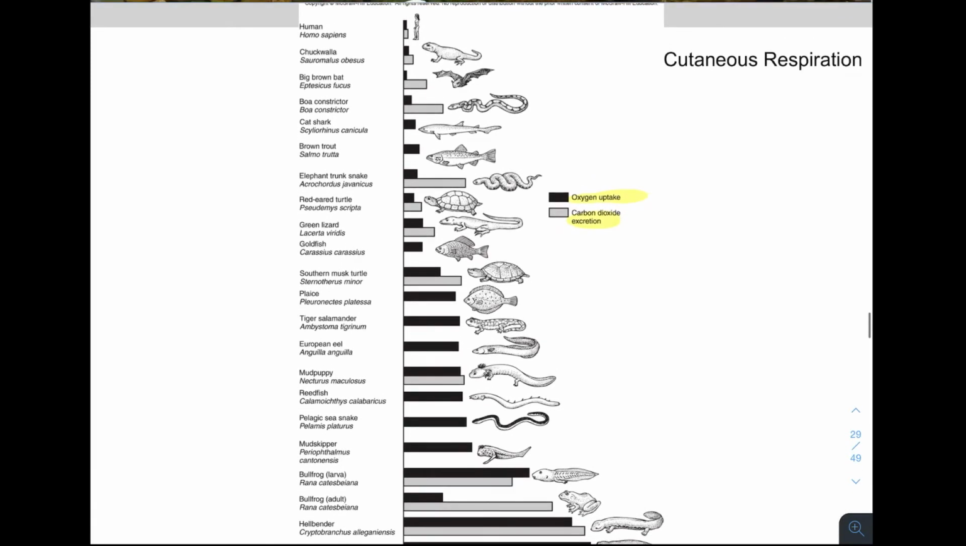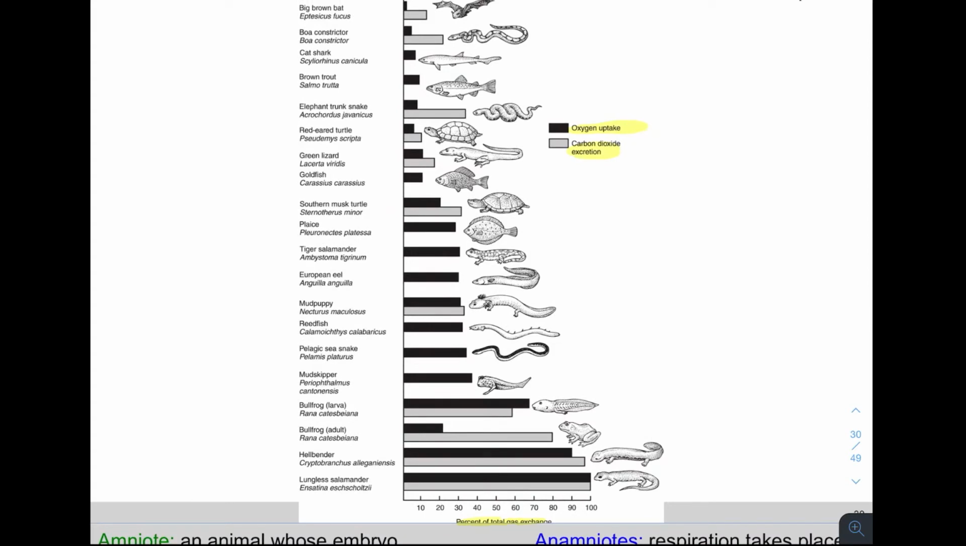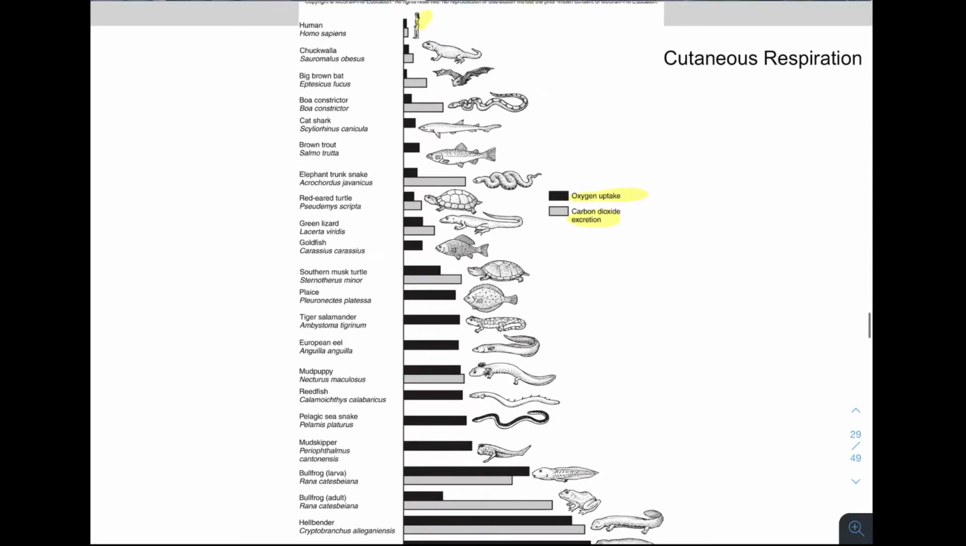And when you look at a human, for example, up at the top, humans are basically doing almost no gas exchange through their skin, although a little bit is happening, but that's not at all their primary purpose. We see that, of course, as we move down, we have all sorts of different types of respiration that can take place. And in some cases, you might see that in some snakes, for example, the skin or cutaneous membrane may be important for carbon dioxide excretion, but not so much for oxygen uptake.